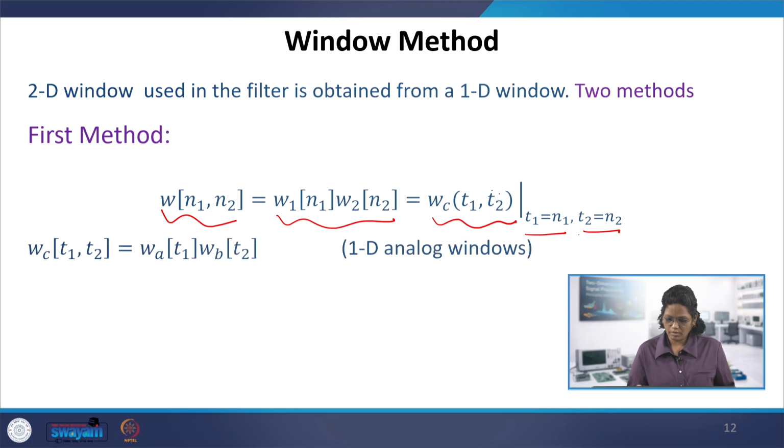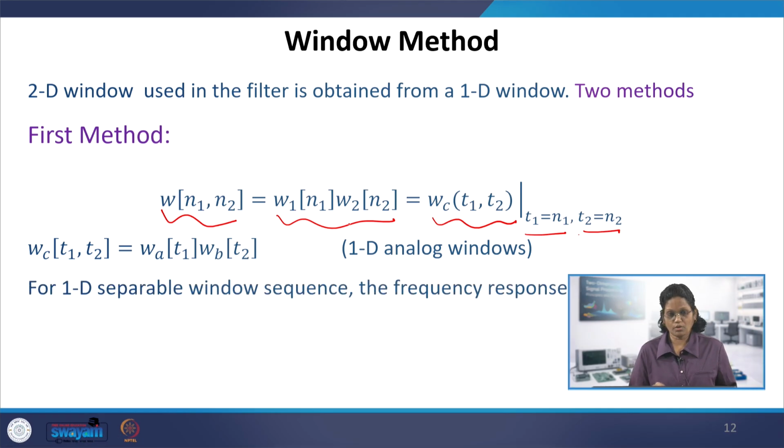So this wc, the analog window, also is separable, which can be written as wA and wB of t1 and t2, so two 1D analog windows. By sampling the analog window, we get this 2D window, and we can have the individual n1T1 and n2T2 as well as separable windows of 1D here. So this is one way to use the 1D windows and get them from the 2D window.